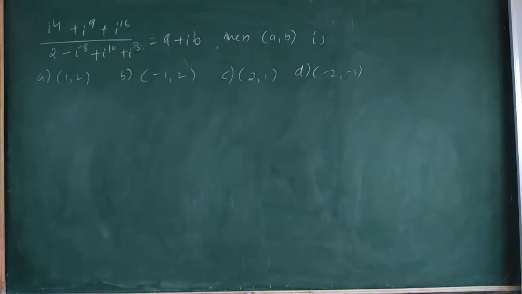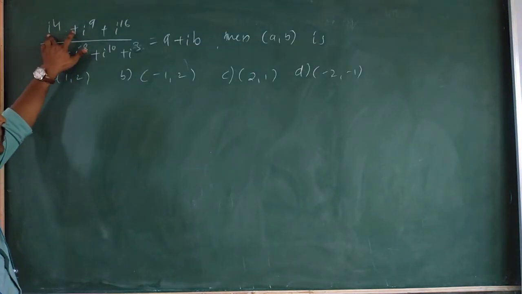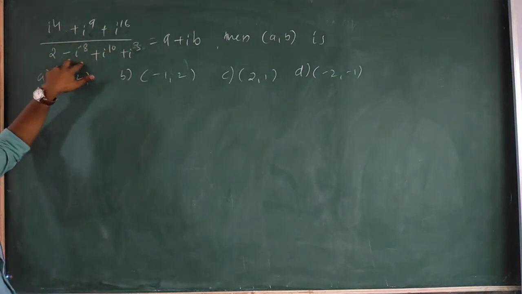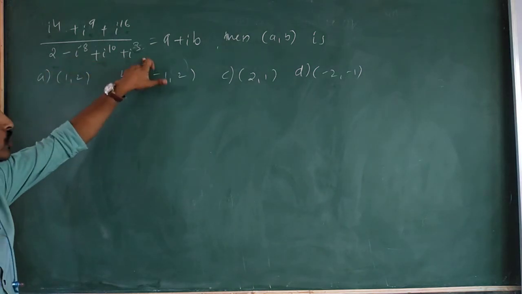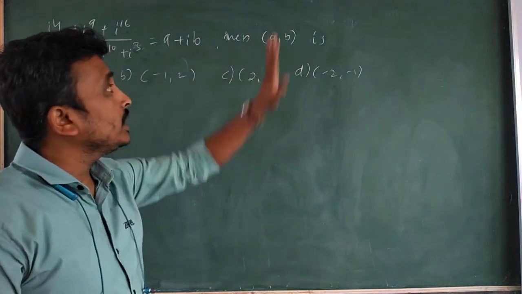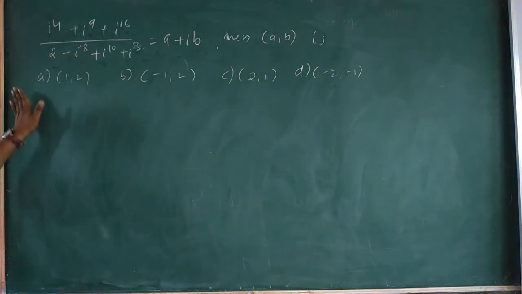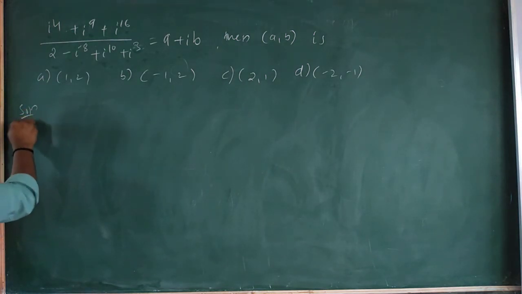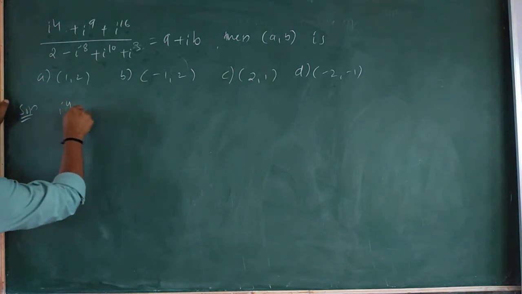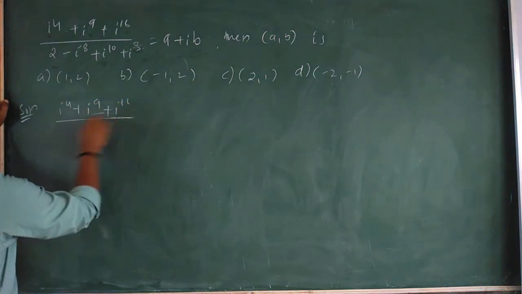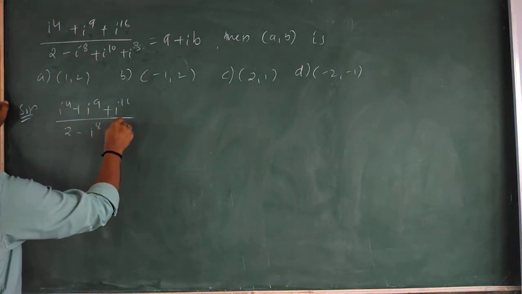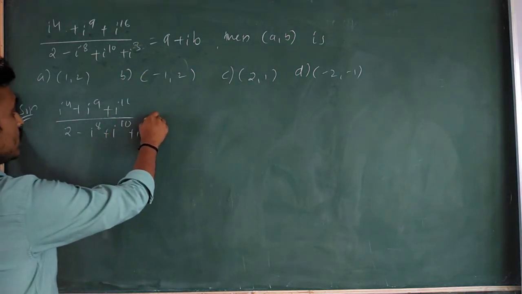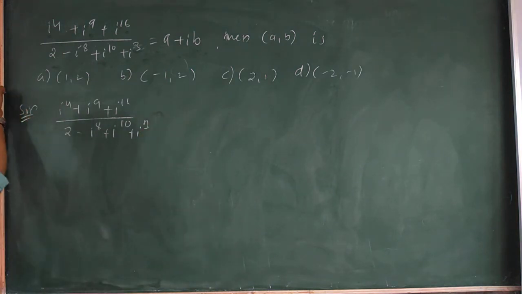Okay, next one more simple question. (i^4 plus i^9 plus i^16) divided by (2 minus i^8 plus i^10 plus i^3) equals a plus ib, then (a, b) is equal to, options are there. Okay, now the solution: (i^4 plus i^9 plus i^16) divided by (2 minus i^8 plus i^10 plus i^3), which equals a plus ib.